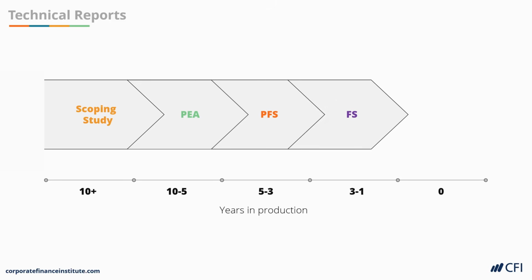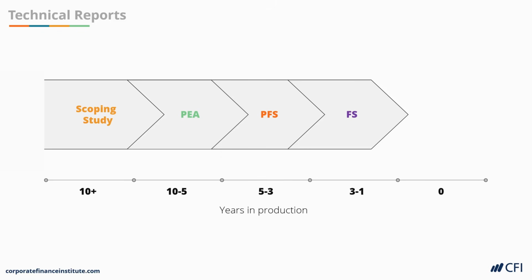3 to 1 years away from production is the feasibility study. This is also sometimes called a bankable technical report, where a lot of detail goes into place and a final go or no-go decision is the result of this study.